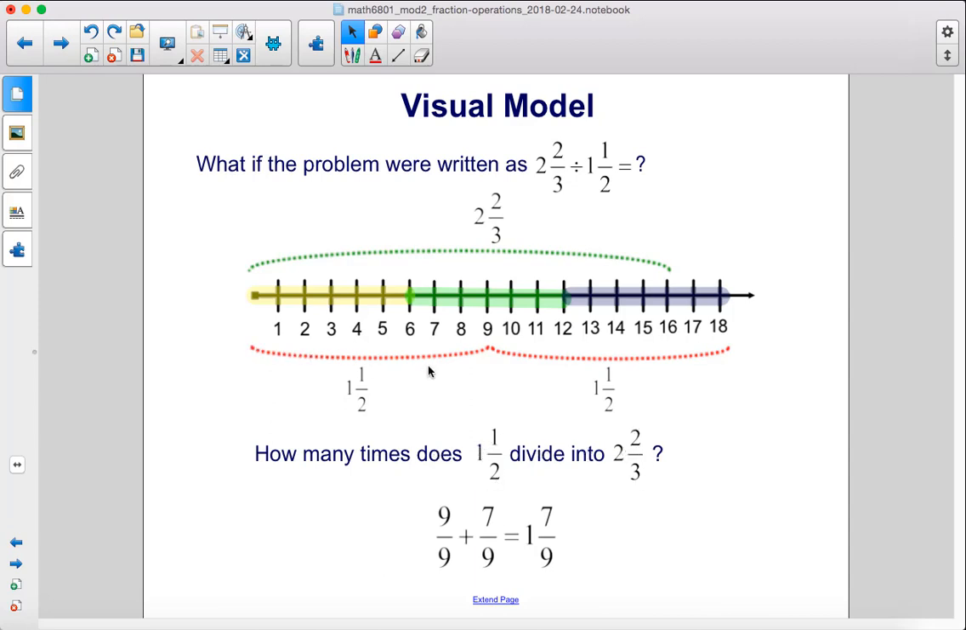So we have 1½ here taking up 9 portions, 9 out of 9. Then we draw it again, but we see that we stop here at the 16 mark, which means that we have 7 out of 9 in this portion. Therefore, you have 9 out of 9 plus 7 out of 9, which gives you 1 and 7 over 9.